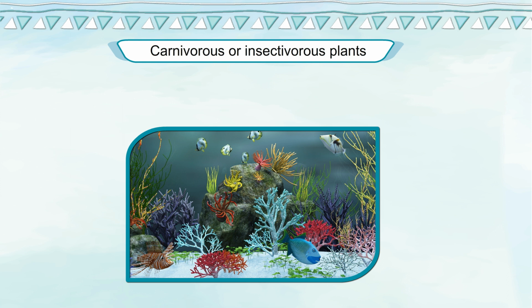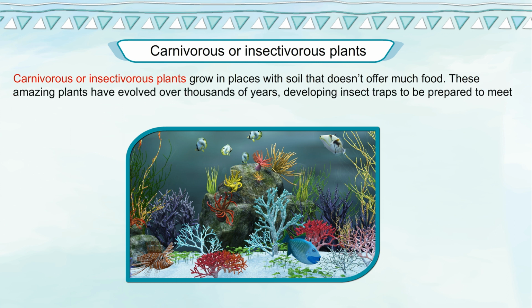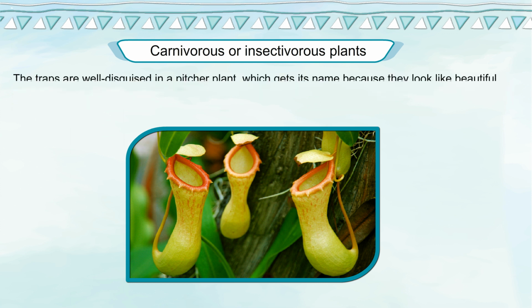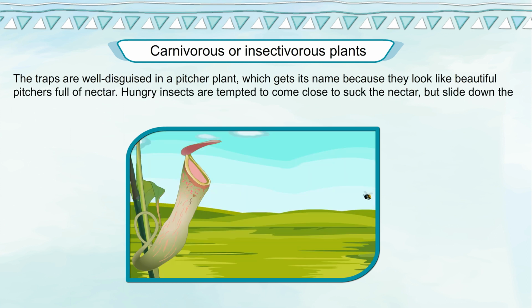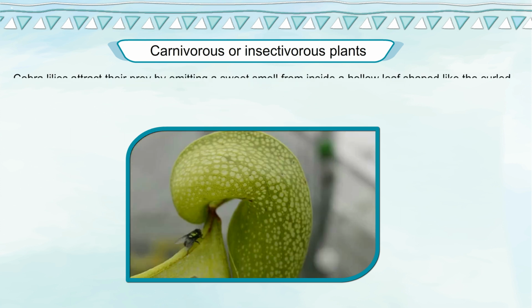Carnivorous or insectivorous plants. Carnivorous or insectivorous plants grow in places with soil that doesn't offer much food. These amazing plants have evolved over thousands of years, developing insect traps to be prepared to meet their nutritional needs. The traps are well disguised in a pitcher plant, which gets its name because they look like beautiful pitchers full of nectar. Hungry insects are tempted to come close to suck the nectar, but slide down the slippery slope to get trapped. Hair-like growths along the pitcher walls ensure that nothing can scramble out.